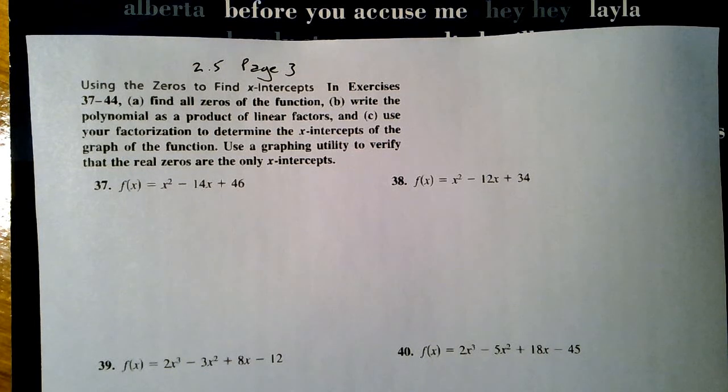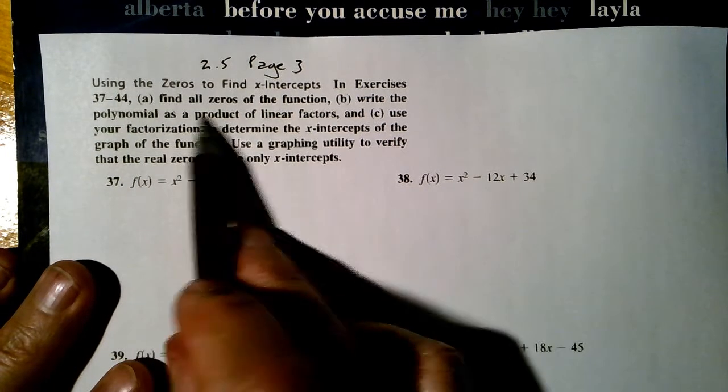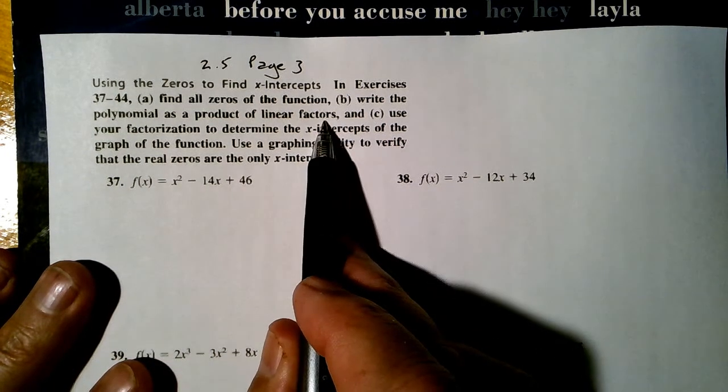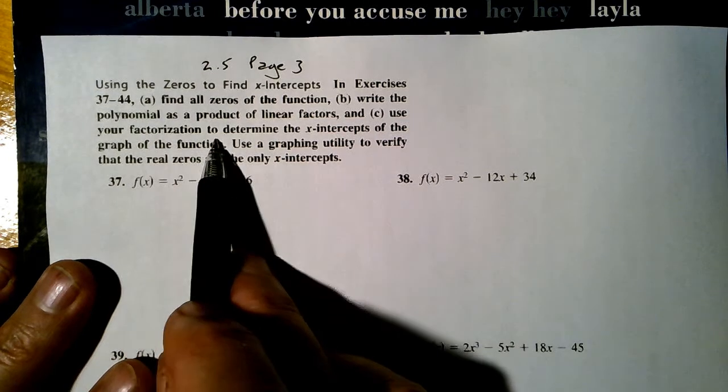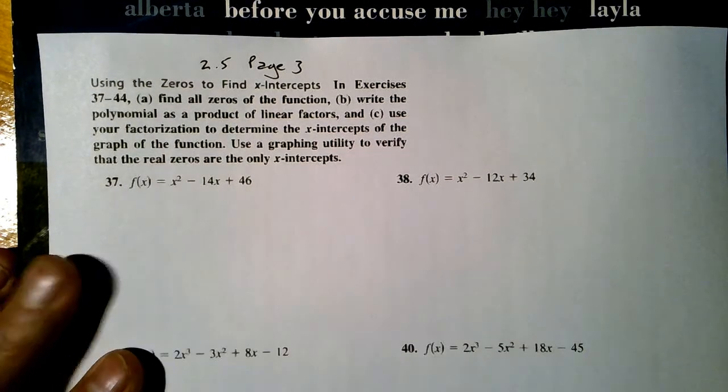Welcome to 2.5, page 3. You're going to see that this is exactly like we just got done doing on page 2. So A, find all zeros of the function. When we were doing that, write the polynomial as a product of linear factors. Then they add C, use your factorization to determine the x-intercepts of the graph.